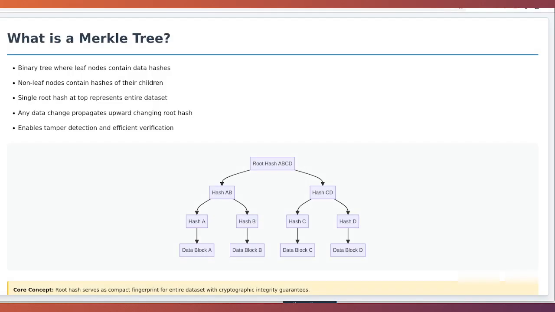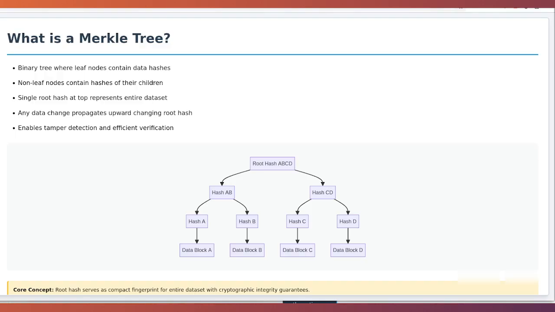What is a Merkle tree? Let's start with the fundamentals. A Merkle tree, also known as a hash tree, is a tree data structure where every leaf node contains a cryptographic hash of a data block, and every non-leaf node contains a hash of its child nodes. Think of it like a family tree, but instead of names, each node contains a hash value.